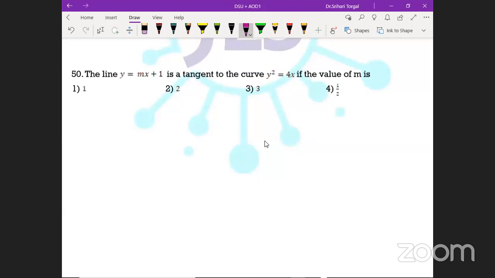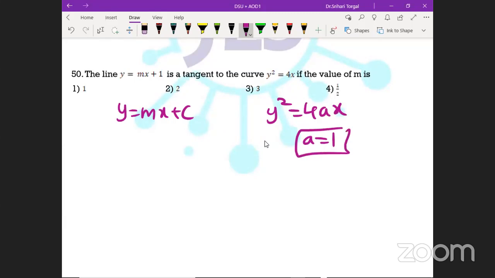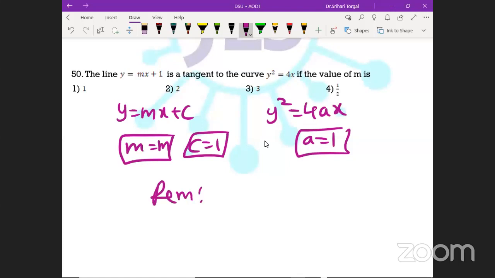I'll tell you one more technique. y equal to mx plus c is there, and y square is equal to 4ax. In that case, what is the value of a? 1. What is the value of m? It is m only. What is the value of c? It is 1 only. Remember, c is equal to a by m. c is 1, a is 1, m value is 1.